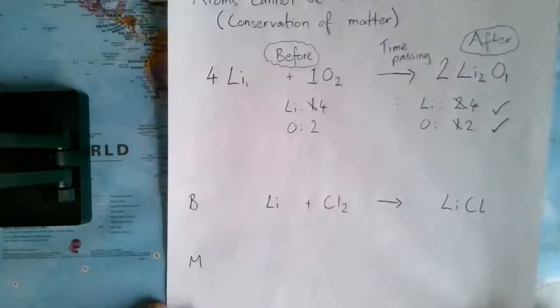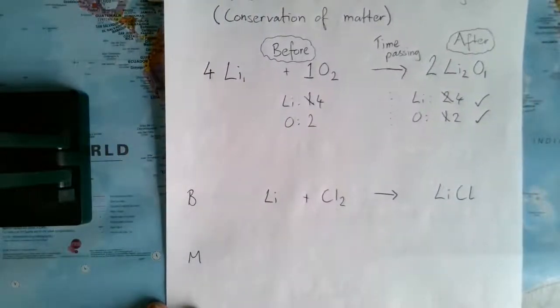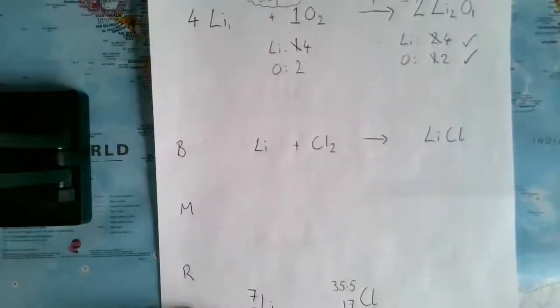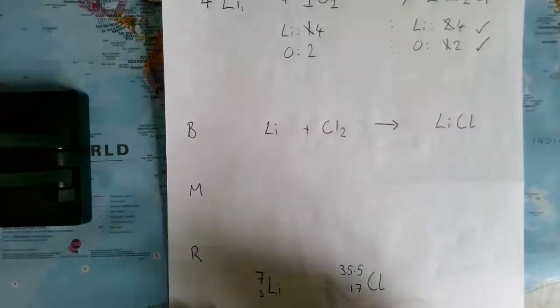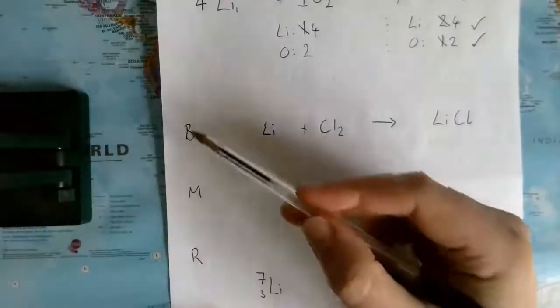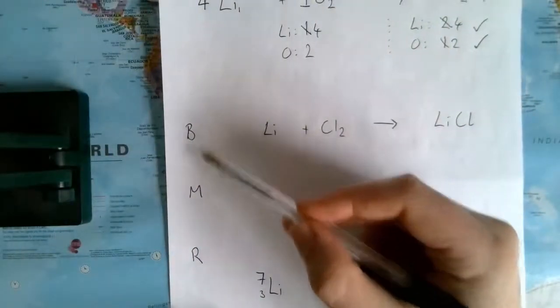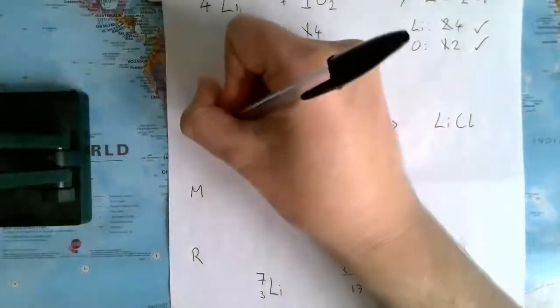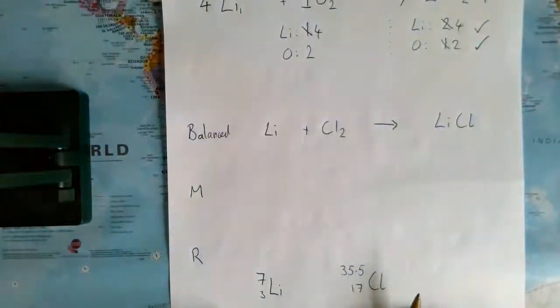So let's go down and show how we can use moles in even more detail to make sure that we are correct. And I just do these equations in the order BMR. The B is for the balanced equation. If you want to give a shot for this yourselves just now, go for it.